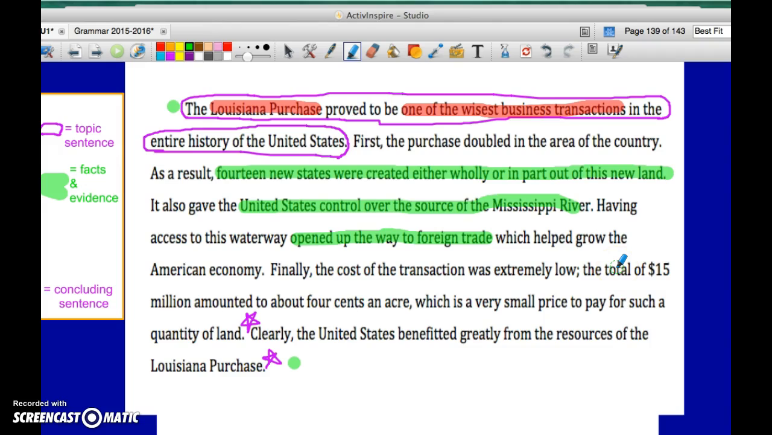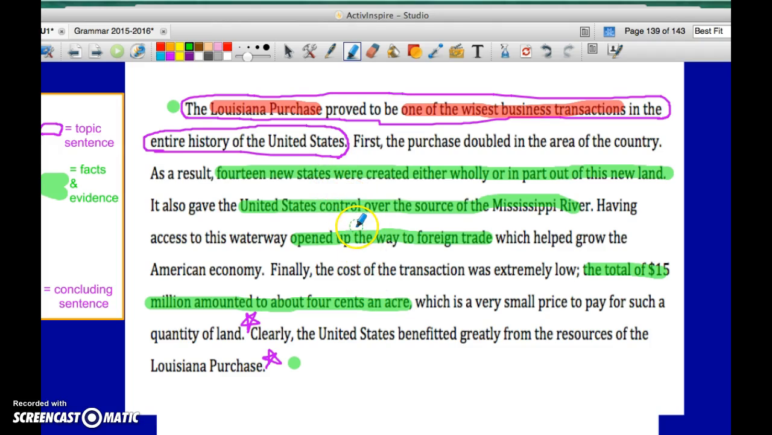The total of 15 million amounted to about 4 cents per acre, which is a very small price to pay for the quantity of land. In this long sentence, the part that's just kind of the straight facts is the part between the punctuation. The total of 15 million amounted to about 4 cents an acre, which is a very small price to pay.